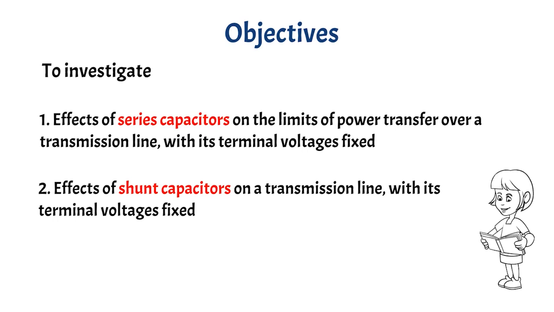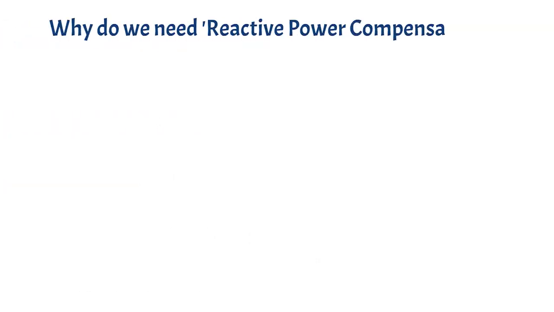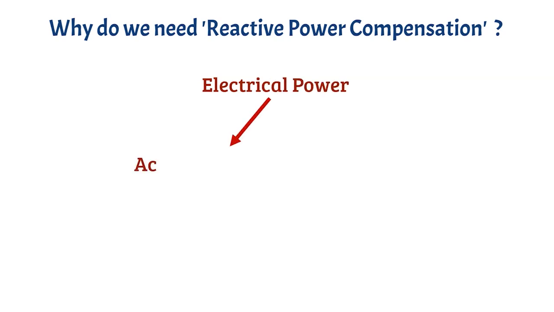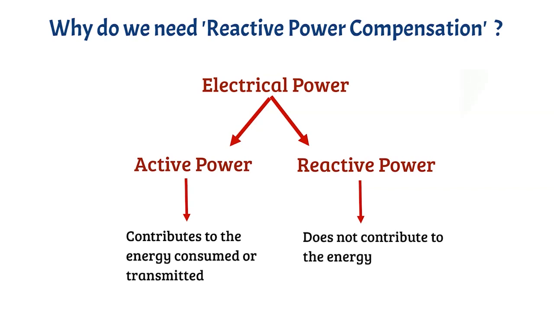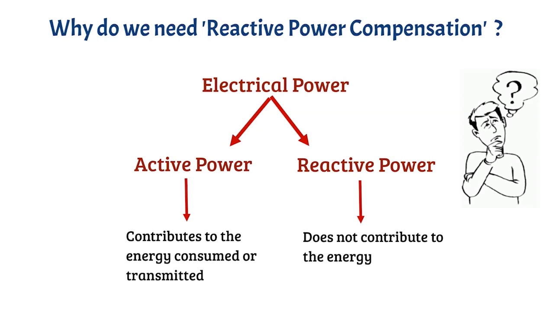Now, let's first understand the theory parts. So, why do we need reactive power compensation? Let me explain it this way. When electrical energy is used as AC, reactive power needs to be supplied along with the active power. Active power contributes to the energy consumed or transmitted, while reactive power does not contribute to the energy. Reactive power is either generated or consumed by every component of the system: generation, transmission, and distribution.